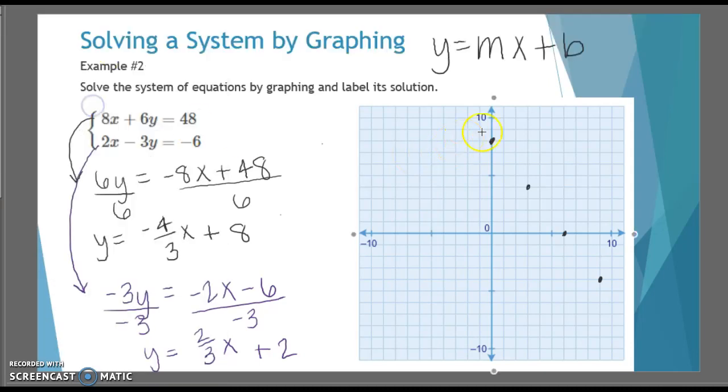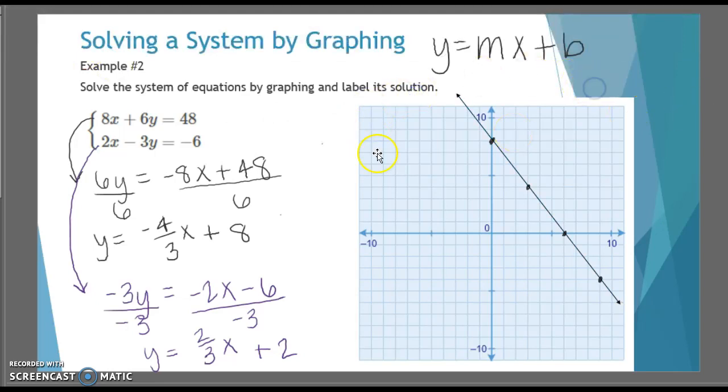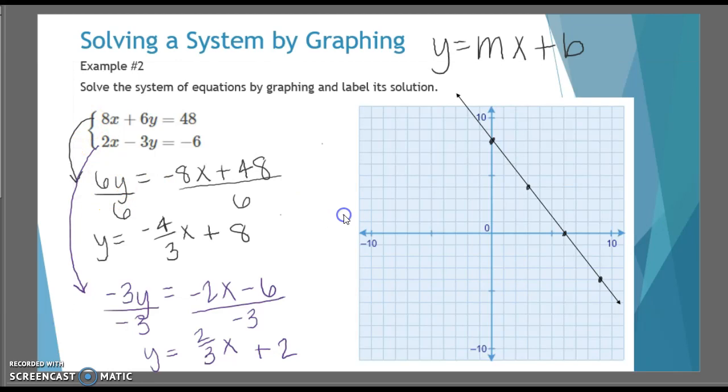We'll use this guy here. All right, make that a black line. Now let's draw our other line. This one's purple. So we're starting at positive 2, and we're going up 2 over 3, up 2 over 3, up 2 over 3. All right, and let's draw our line.